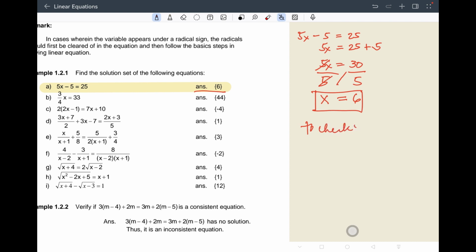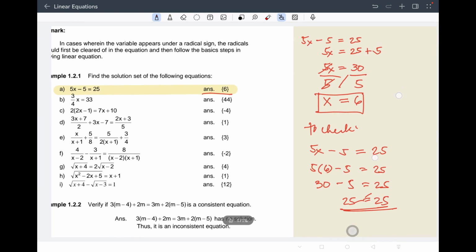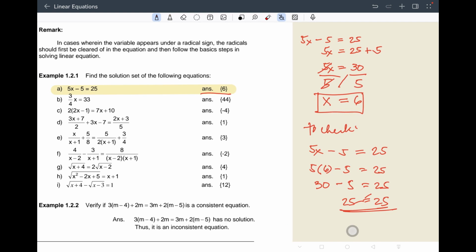The equation is 5x minus 5 equals 25. So let us substitute 6 on the variable x. 5 times 6 minus 5 equals 25. So this is 30 minus 5, 25 equals 25. So therefore, we are correct that the answer to the first equation is 6. So let us try to solve the second equation, equation B.